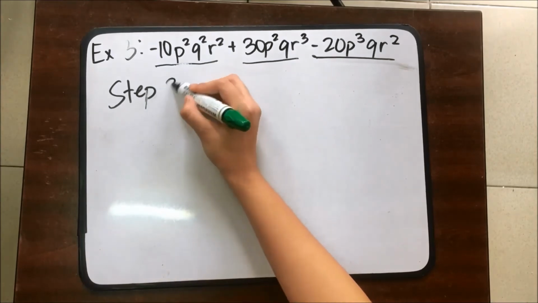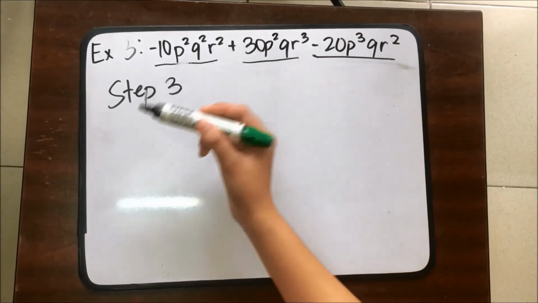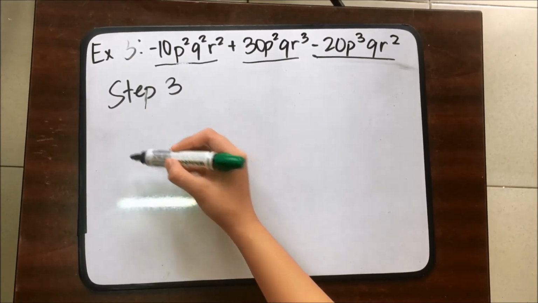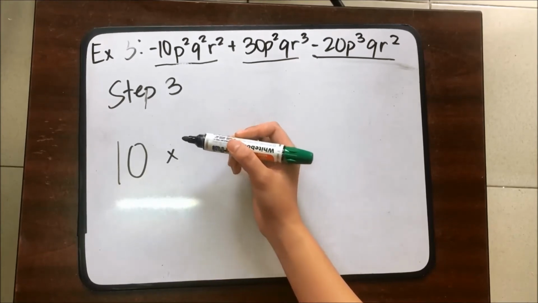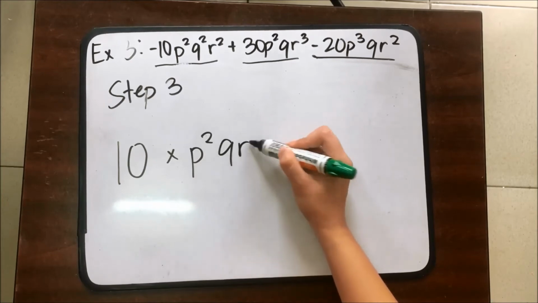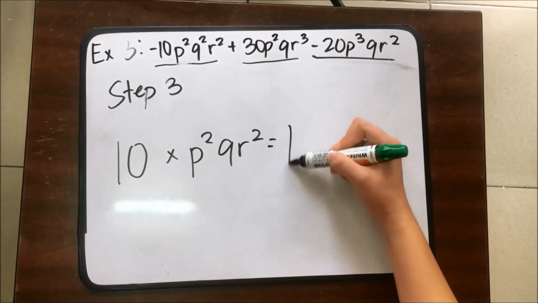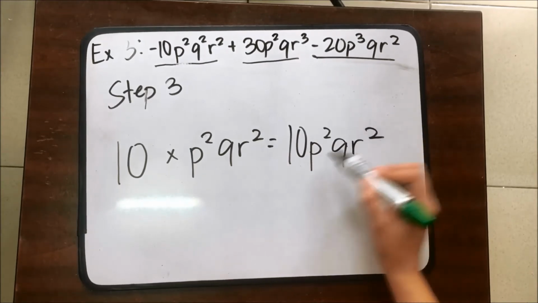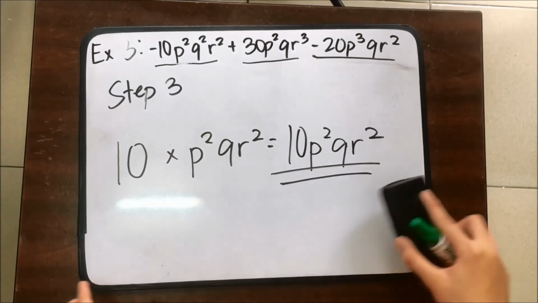Step number 3, which is get the GCF of the whole polynomial. So how do we do that? We will multiply the GCF of the coefficients, which is 10, to the GCF of the variables, which is p squared q r squared. So the GCF of the whole polynomial is 10 p squared q r squared. Now let's go to our next step, step number 4.